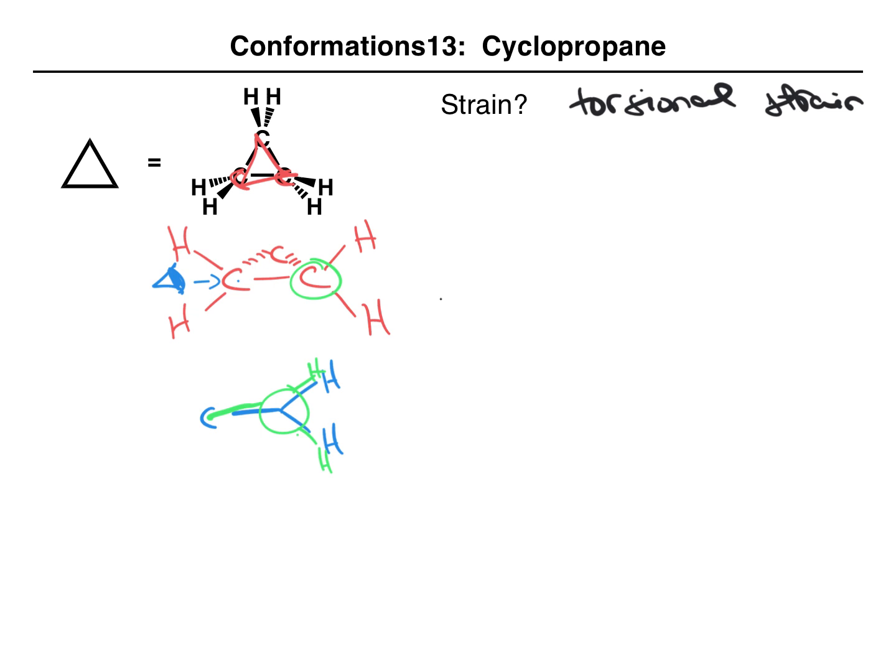But another thing that's important to consider is that in this molecule, each of these carbons is sp3 hybridized, which means it wants a bond angle of 109.5 degrees. But in this triangle, what we have is angles of only 60 degrees. So this gives us a significant amount of angle strain. Atoms are forced to have bond angles of 60 degrees when they want to have bond angles of 109.5.